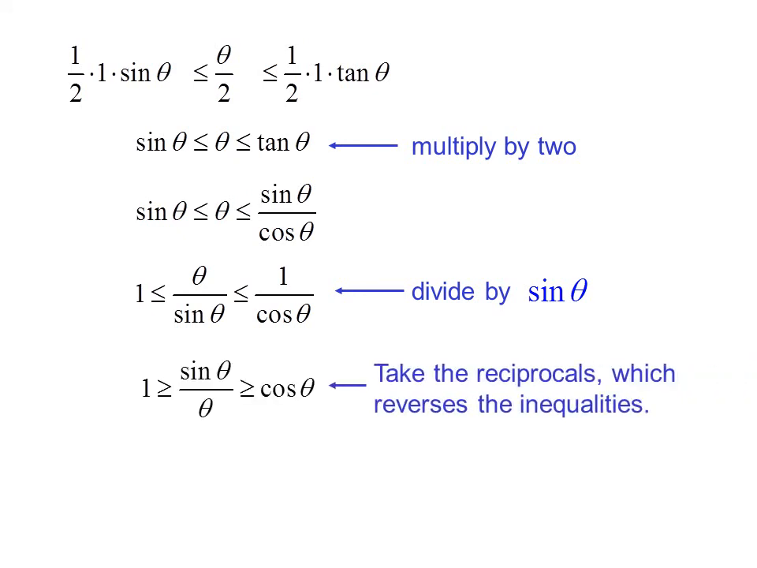And we take the reciprocals. When we do that, that reverses the inequalities. So we now have 1 is greater than or equal to sine theta over theta, which is greater than or equal to cosine theta. And switching it around, we get cosine theta is less than or equal to sine theta over theta, which is less than or equal to 1. We're almost there.